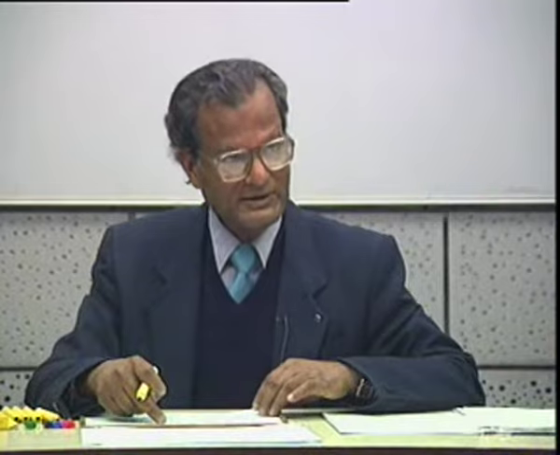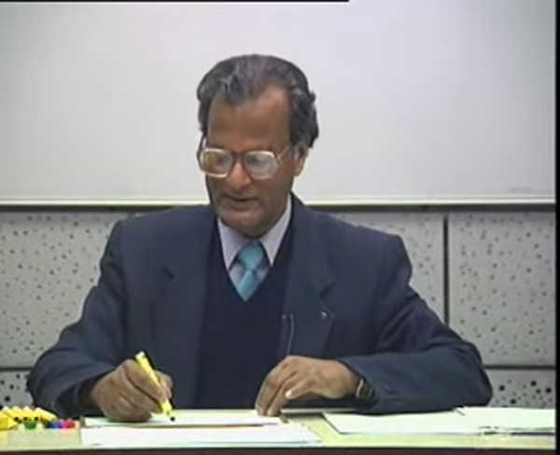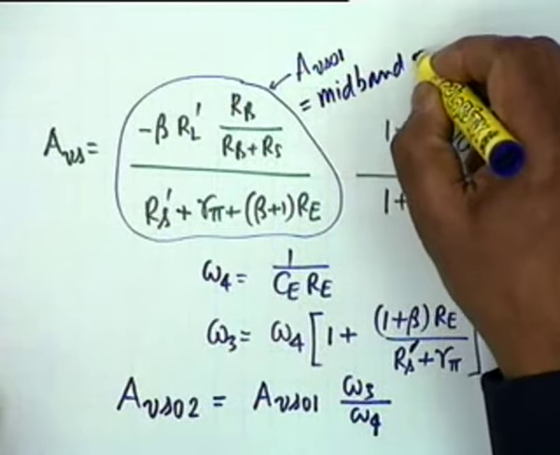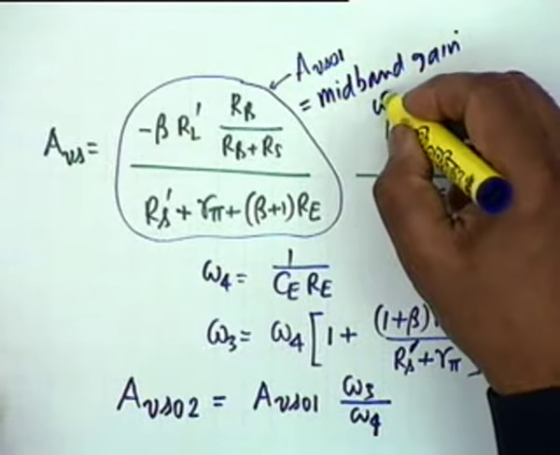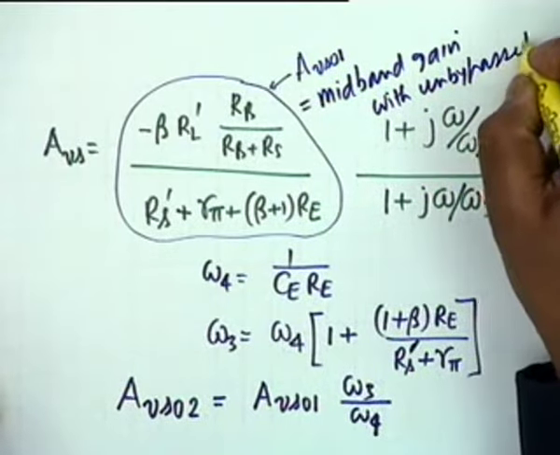unbypassed emitter resistance. Is the point clear? Omega tends to 0 means Ce is open, so Re is not bypassed. This is equal to mid-band gain with unbypassed Re.